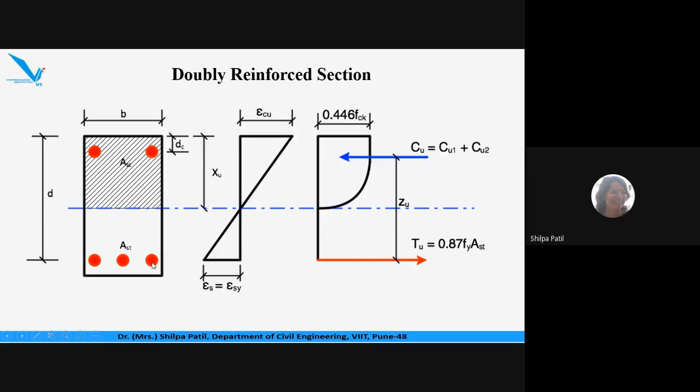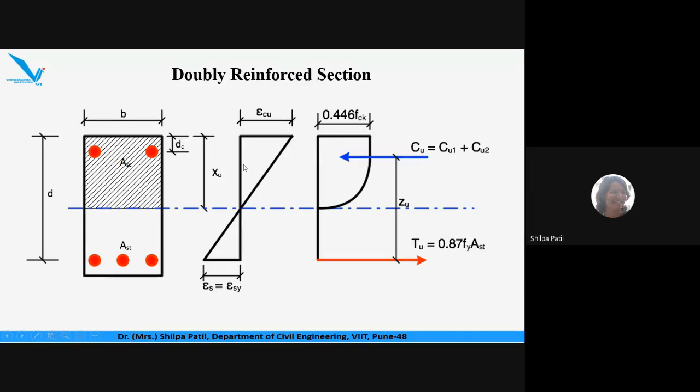When we measure the cover from the CG of the steel, it is called the effective cover. When we measure the same distance from the bottom of the steel, it is called the clear cover. In the same fashion, in the compression zone also we have to show the cover to the compression steel, which is denoted by DC.